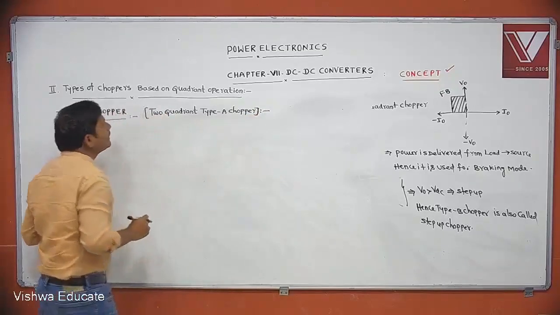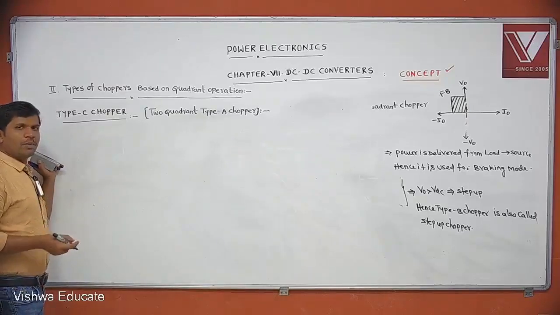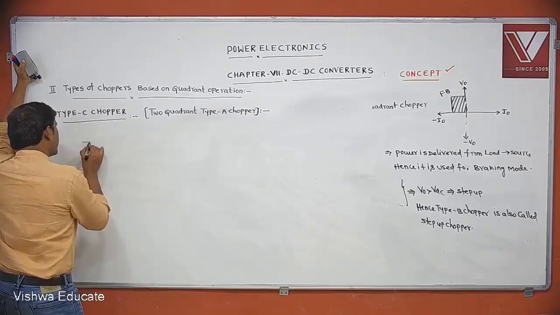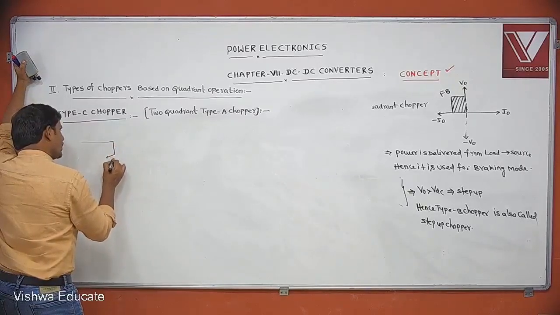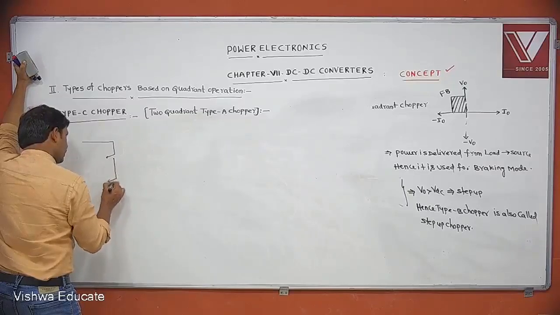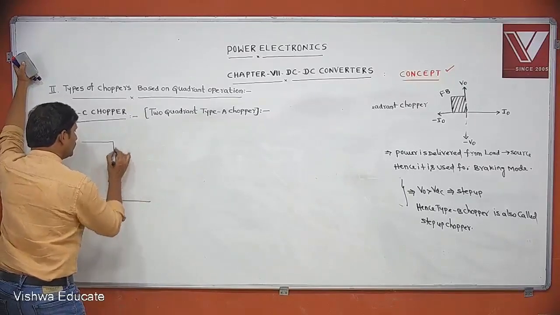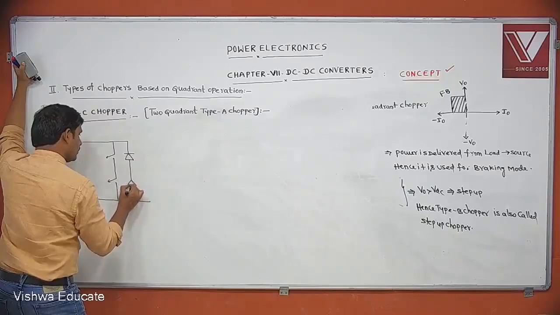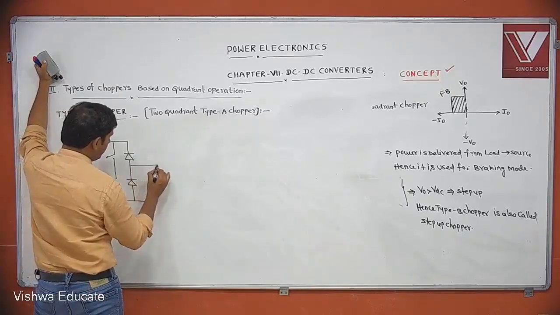It's a two quadrant type A chopper. Type C chopper is also called two quadrant because it's operating in two quadrants. Then what is the circuit of two quadrant type A chopper? This is the switch or chopper arrangement. Diode. The load is RL.